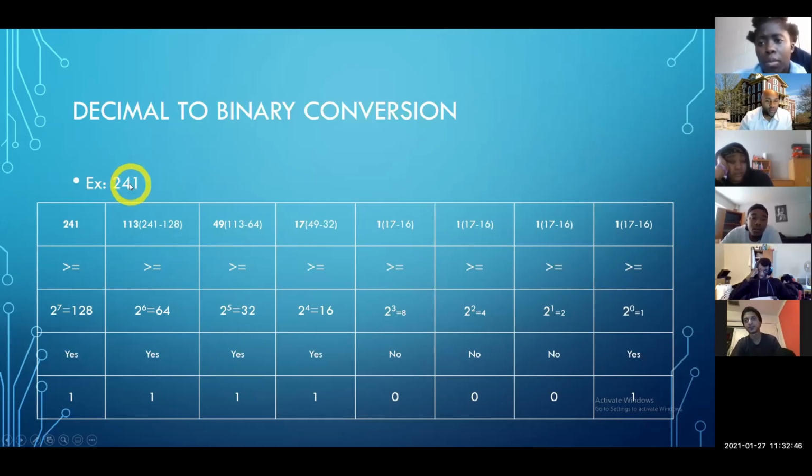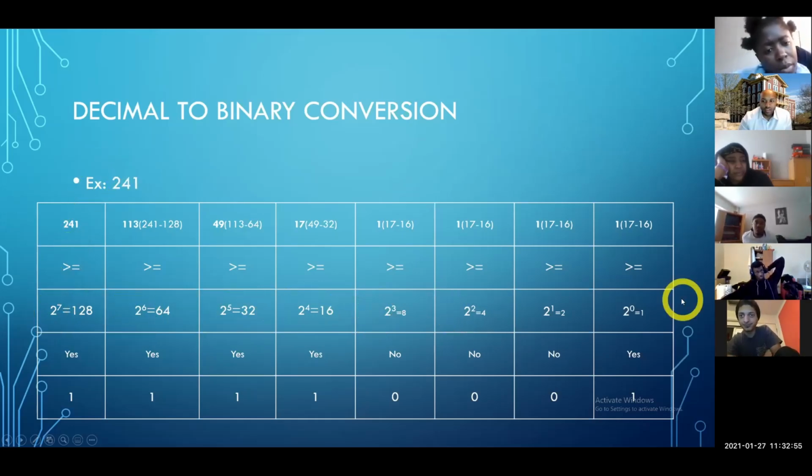All right, I'll run through it again. Our target number is 241. We write out all of our digits, starting from 2 to the power 0 all the way up, like we did before. And then we have 241.